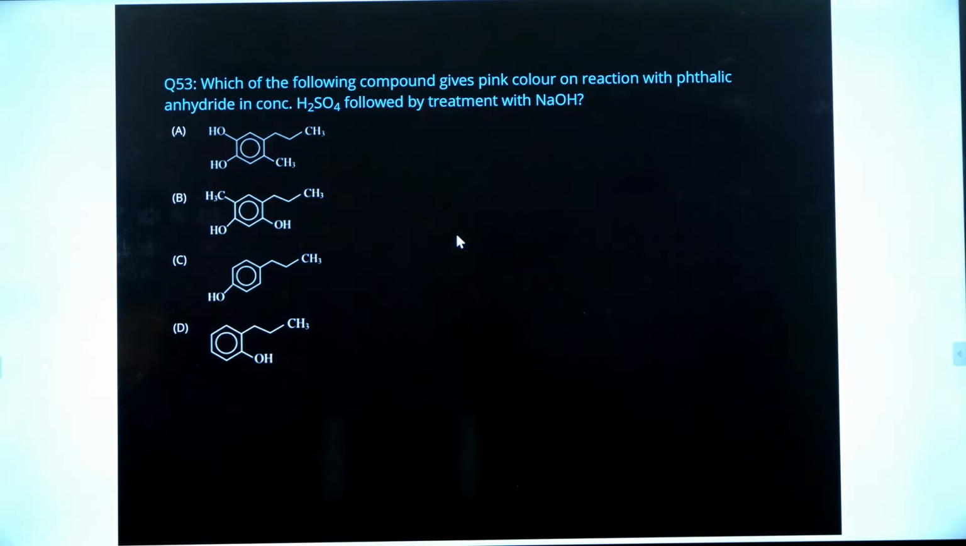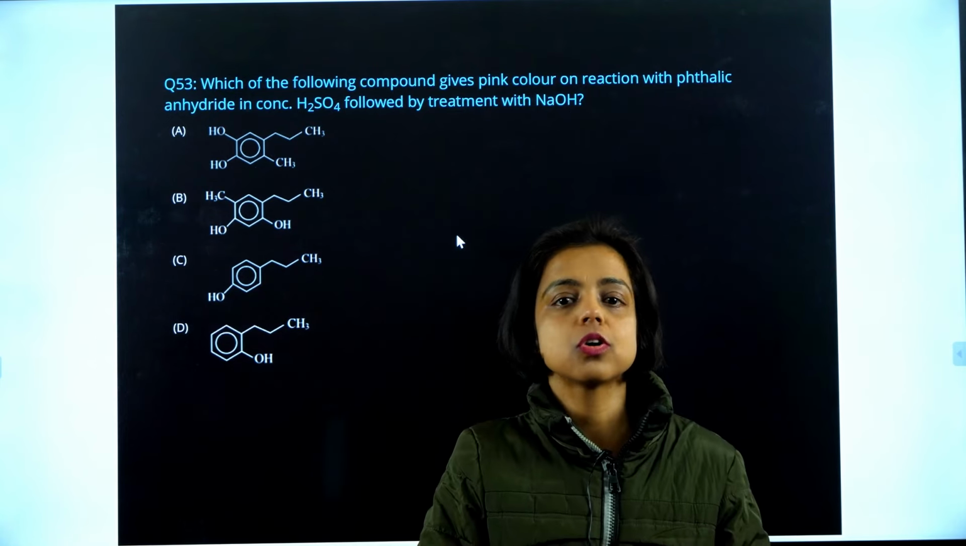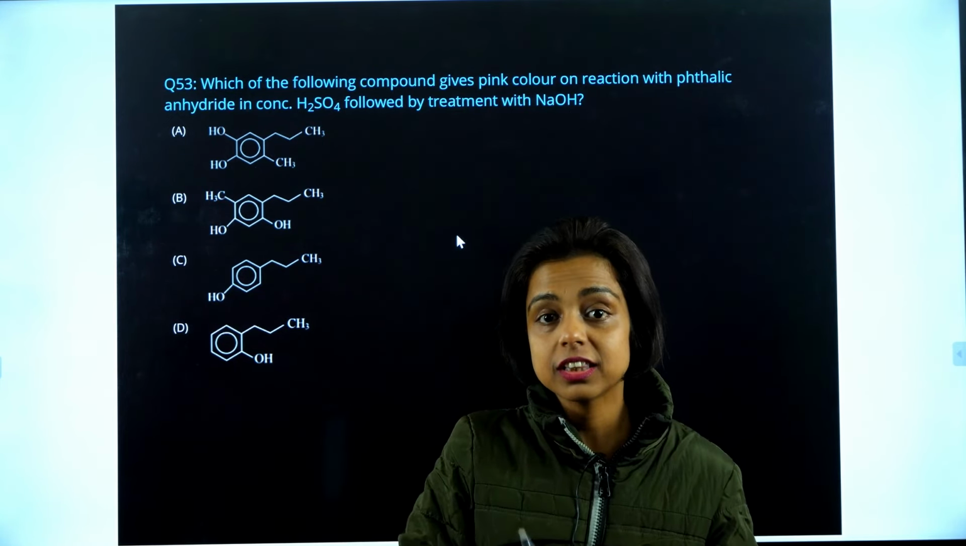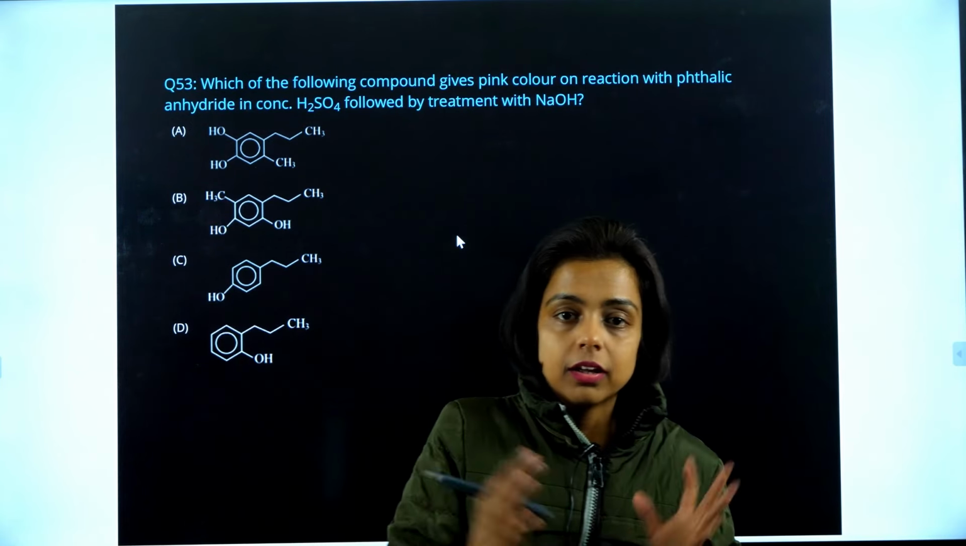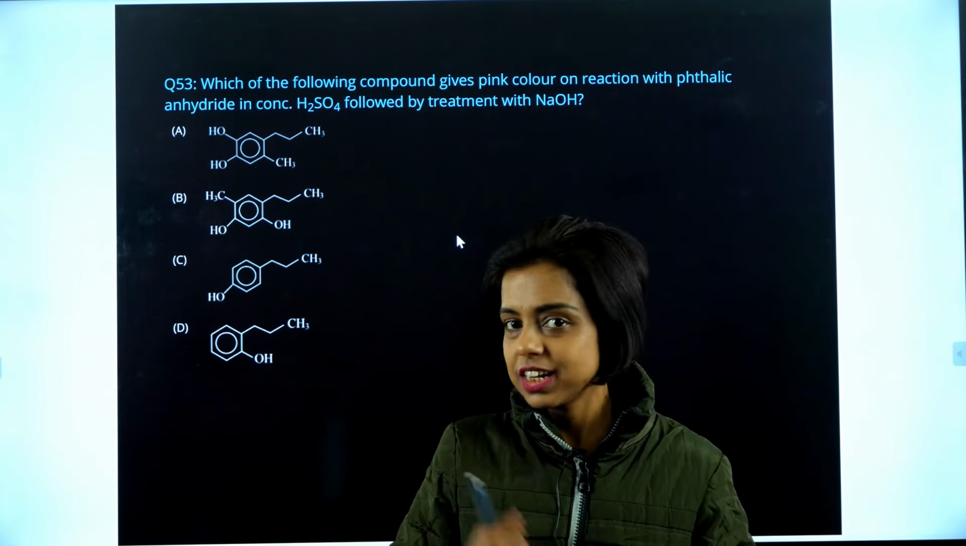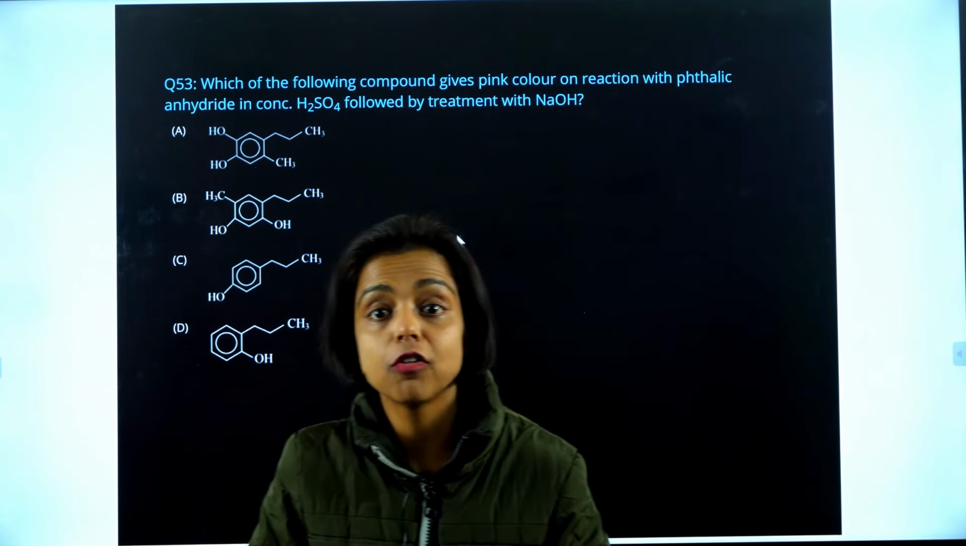Now let us move on to question number 53. Which of the following compounds gives pink color on reaction with phthalic anhydride in concentrated H2SO4 followed by treatment with NaOH? So basically, it is a formation of phenolphthalein. Phthalic anhydride reacts with phenol in the presence of a dehydrating agent. Concentrated H2SO4 is also a dehydrating reagent. Of course, phenol and phthalic anhydride in the presence of a dehydrating agent, just like concentrated H2SO4, form phenolphthalein, right?